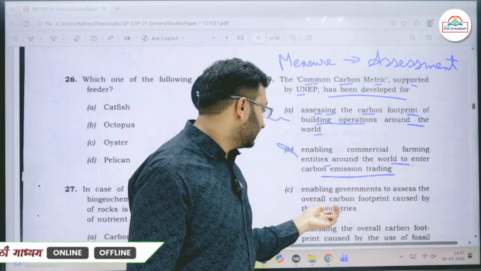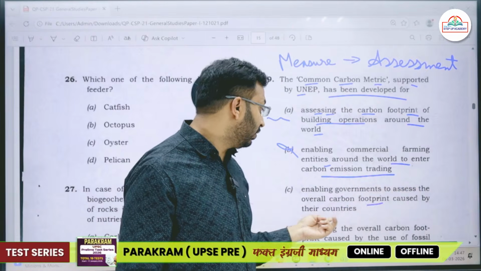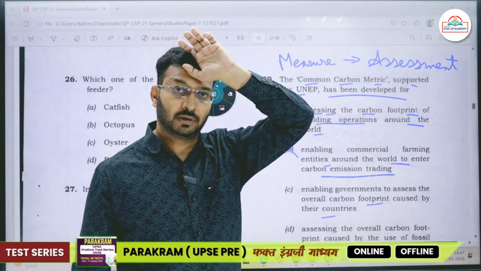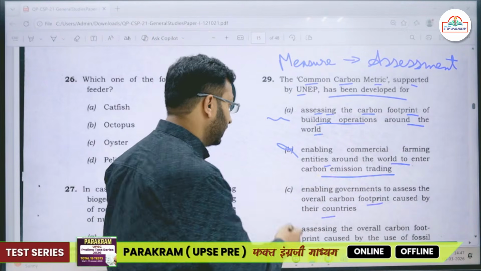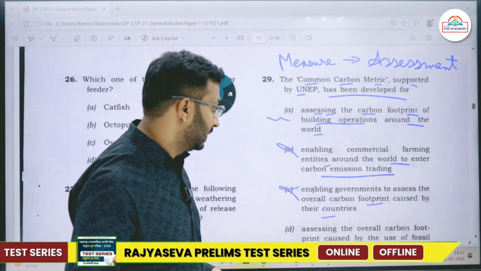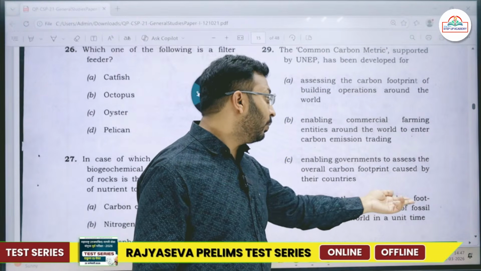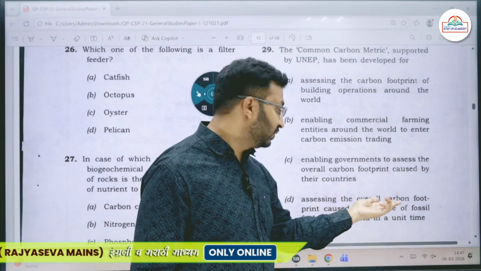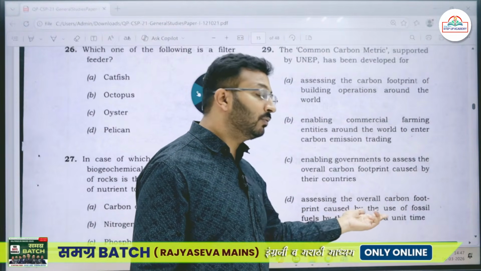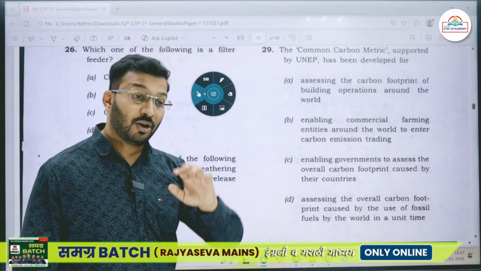Enabling government to assess the overall carbon footprint caused by their countries. Overall carbon footprint. Is it possible? Overall carbon footprint. And enabling the government. Not possible. ठीक है. End में है वापस से assess. Assessing the overall carbon footprint caused by the use of fossil fuels by the world in a unit time. ठीक है, all the world.